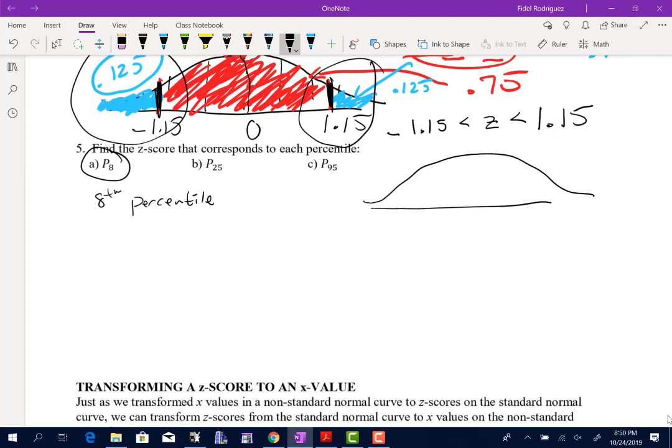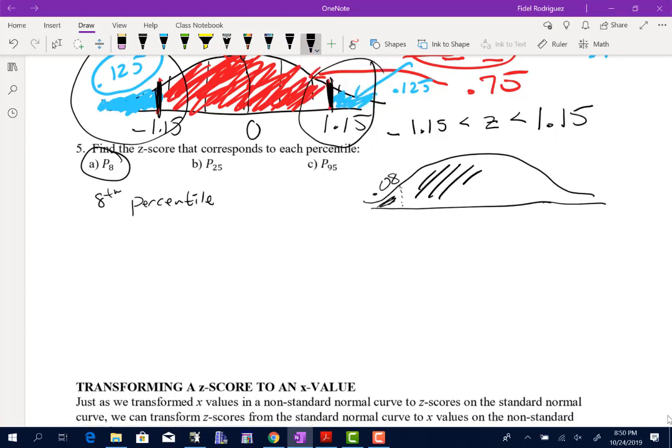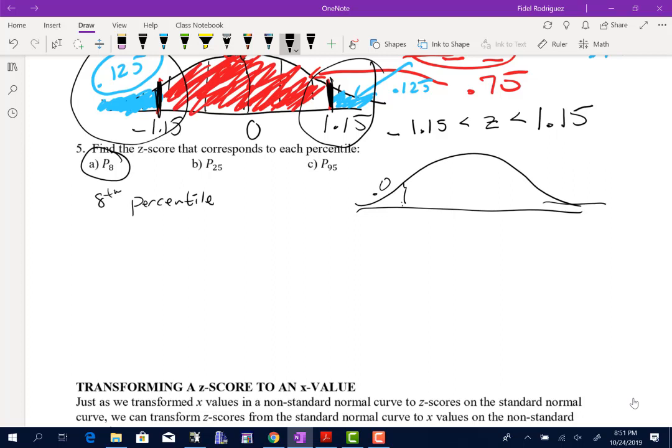So let's think about it this way, right? 8th percentile, right here. Wouldn't that area right there be 0.08, because we did better than 8% of the people? I should use a different color here. All right, give me one quick second. Let me just make sure that I'm doing this the right way, because sometimes I forget myself. If it's 8%, that's telling me that the area to the left here is 8%. I'm looking for the z-score where the area to the left is 8%, right?